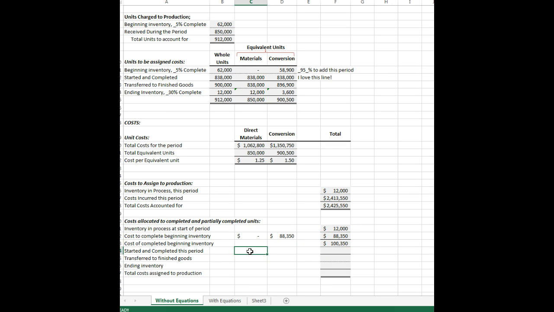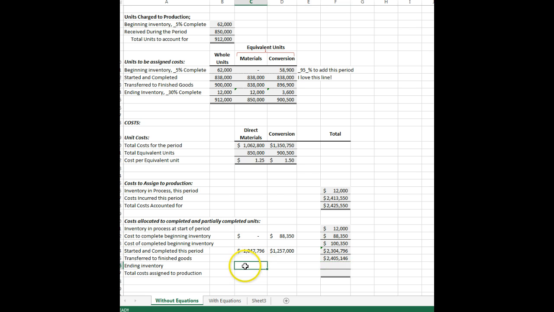Started and completed this period. Find the started and completed times the cost per equivalent unit. The same thing here. Since it's the same equation hitting the same relative blocks, there we are. And then we're totaling up the started and completed and the cost of the completed inventory again, which is going to give us the cost of everything sent to finished goods.